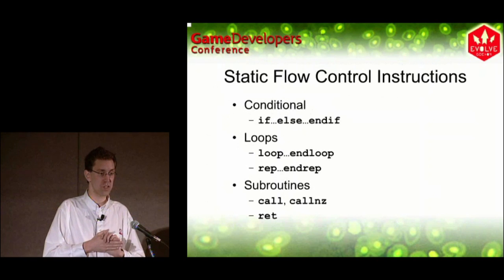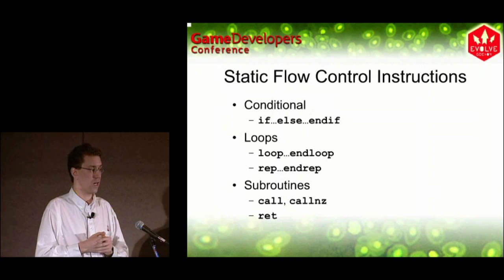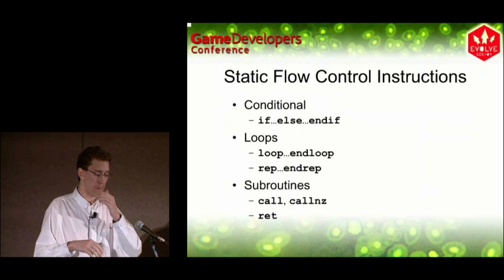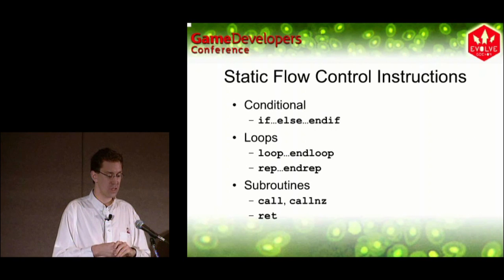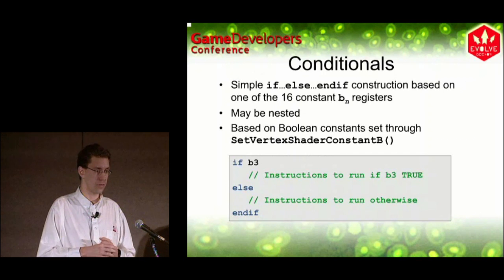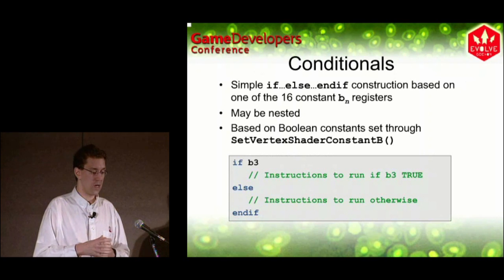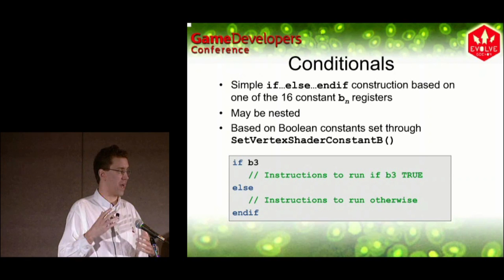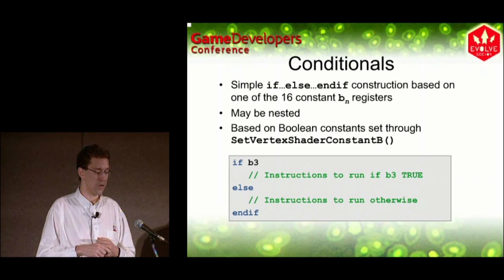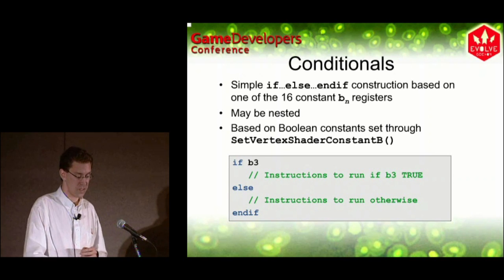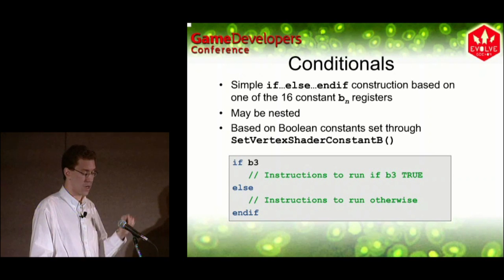The flow control instructions that exist in the virtual machines that are defined at the assembly level are an if-else end-if construct, a couple flavors of loops, and call and return instructions for subroutines. The conditionals are pretty simple. You have a simple if-else end-if, and these are based on the bank of Boolean registers. At the assembly level, you get this very simple kind of syntax, like you see in the bottom code snip there.